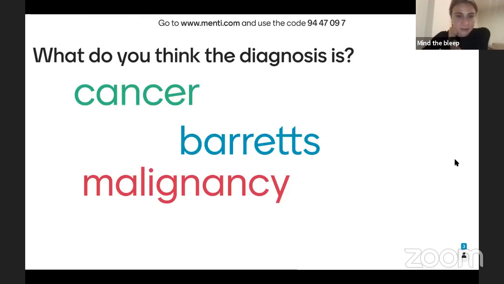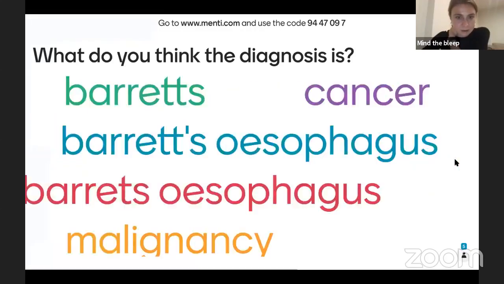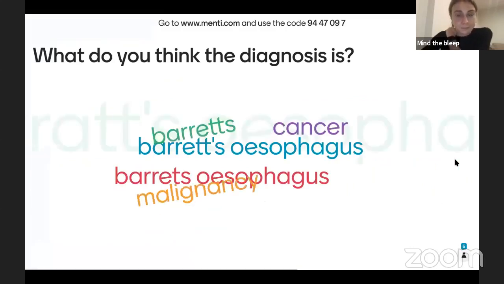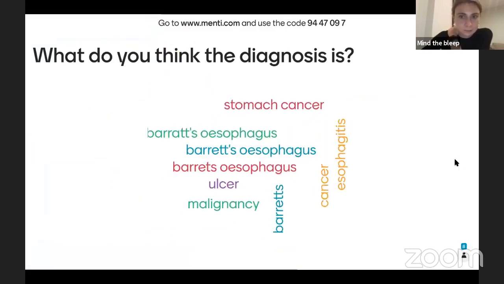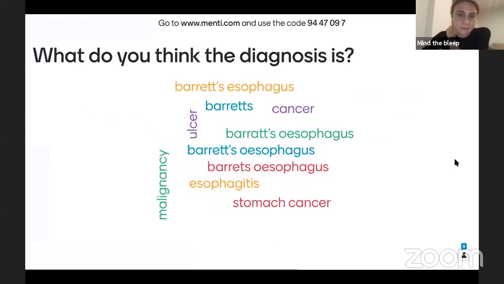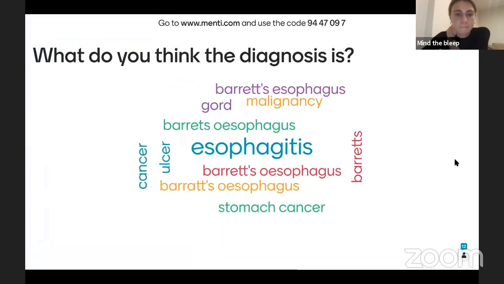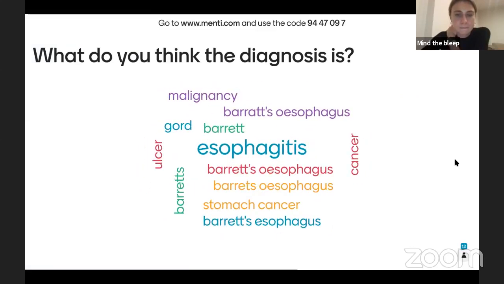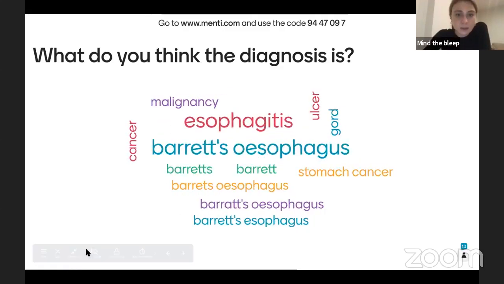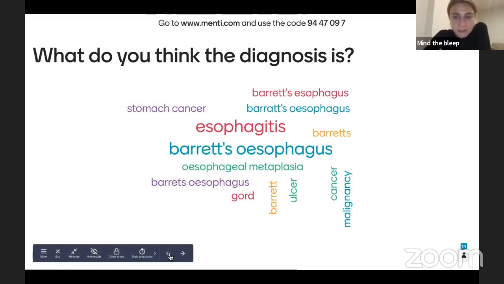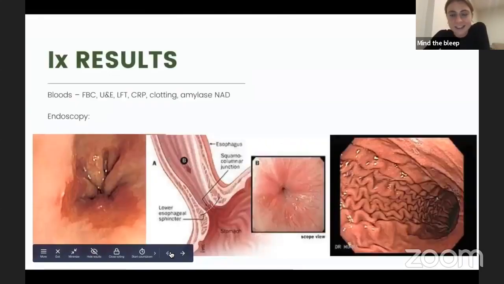Perfect. So far you have said that it could be cancer or it could be Barrett's esophagus, stomach cancer, okay, ulcer. Any other suggestions? All right, so let me just show it to you again. Well done to those who said that it's Barrett's esophagus.